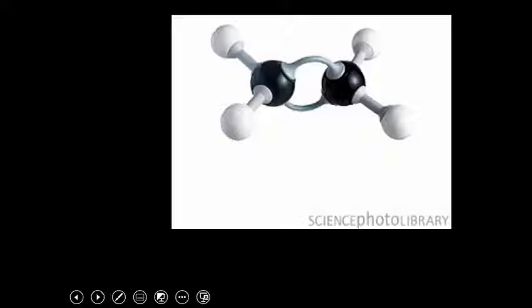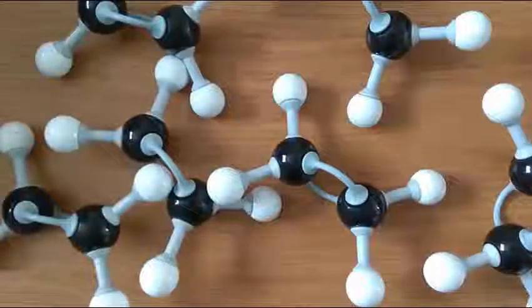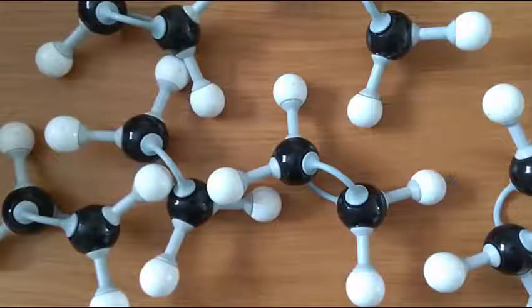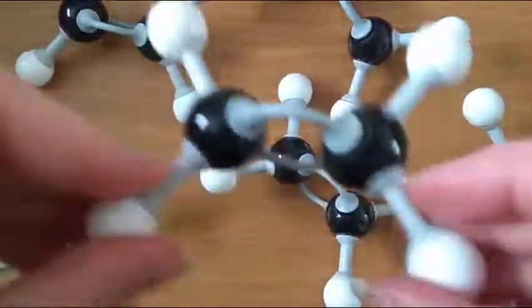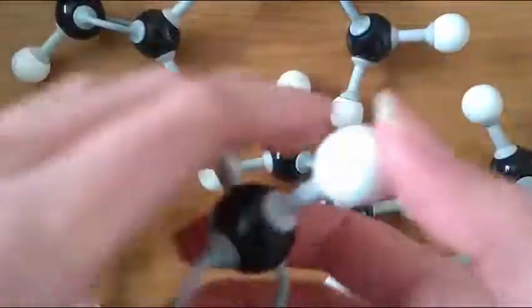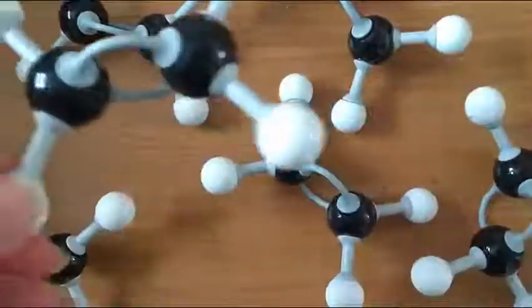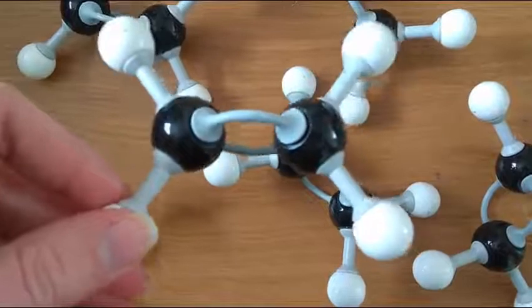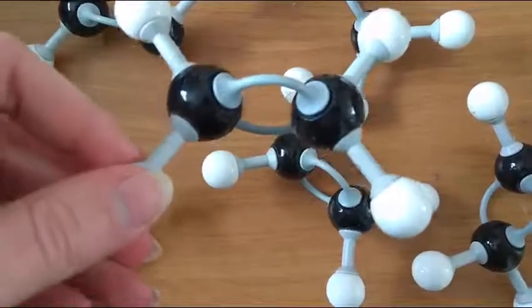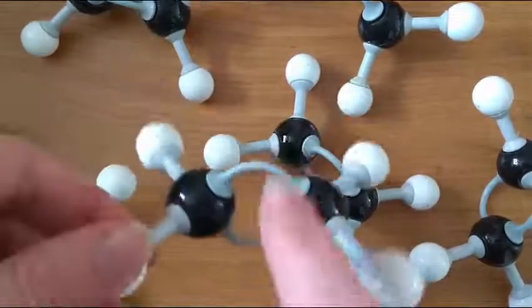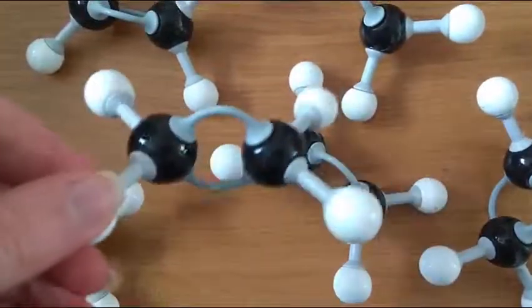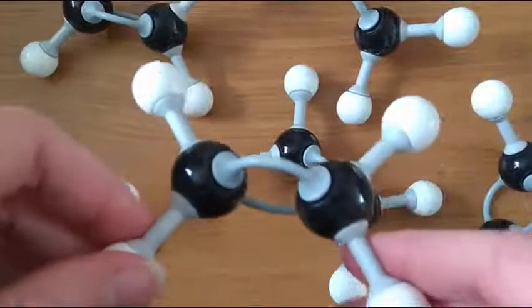Okay, let's have a look at a video about making polymers. So what I've got here is a load of ethene molecules. They are simple covalent molecules. You see they're individual, they're not attached to anything else. Again, that means that the properties they have are that they have low melting and boiling points and they're not good conductors of electricity.